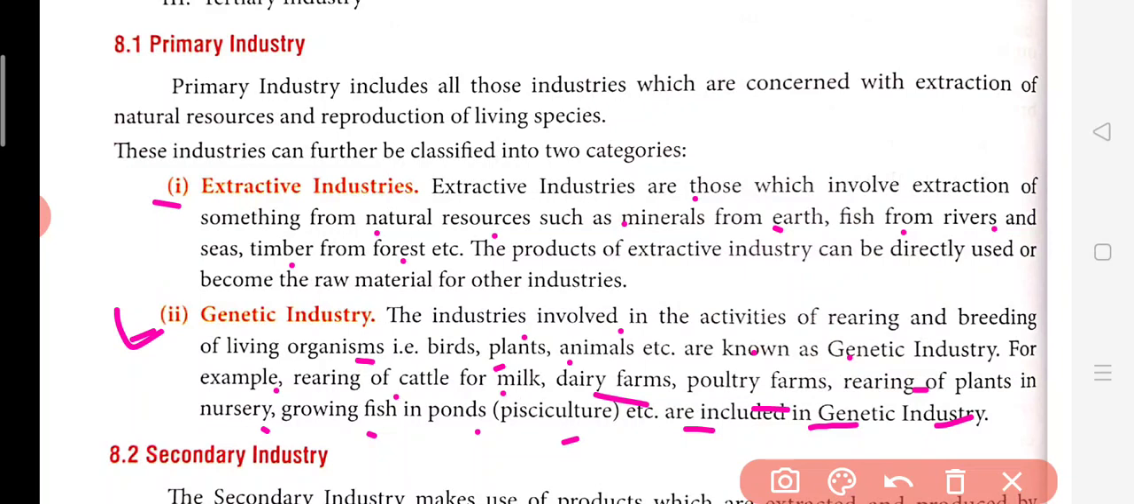So this is a part of primary industry, because in the first, extractive industry, something is extracted, and in the other one they are doing something with the genes of living organisms, plants and animals. This is called genetic industry.